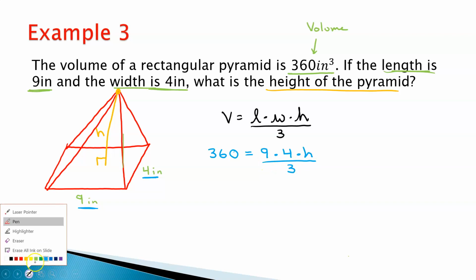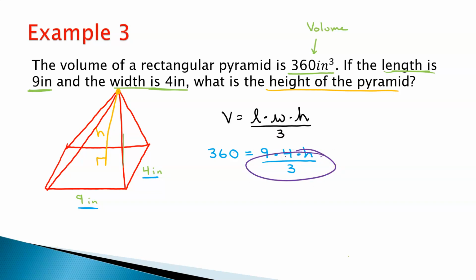Now you just have to work out a multi-step equation. It's an algebra 1 problem. What I would recommend at this point is to get rid of that fraction first. How do we get rid of dividing by 3? What's the opposite of dividing? It's to multiply. So we multiply both sides by 3. Whatever I do to the right, I do to the left. What is 360 times 3? That gives me 1,080 is equal to 9 times 4 times H, and these 3's end up canceling each other out.